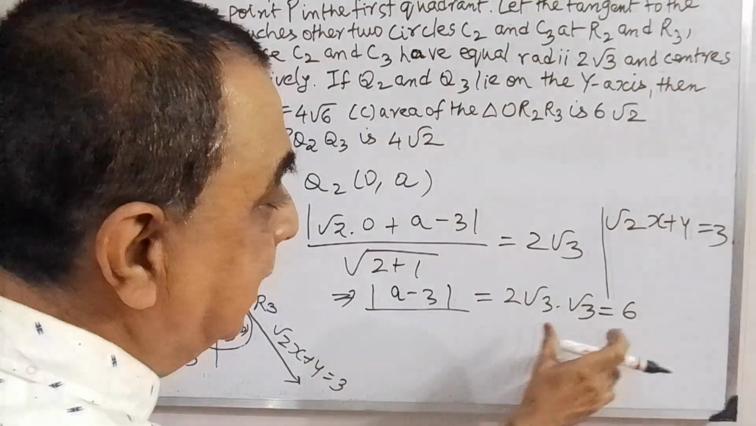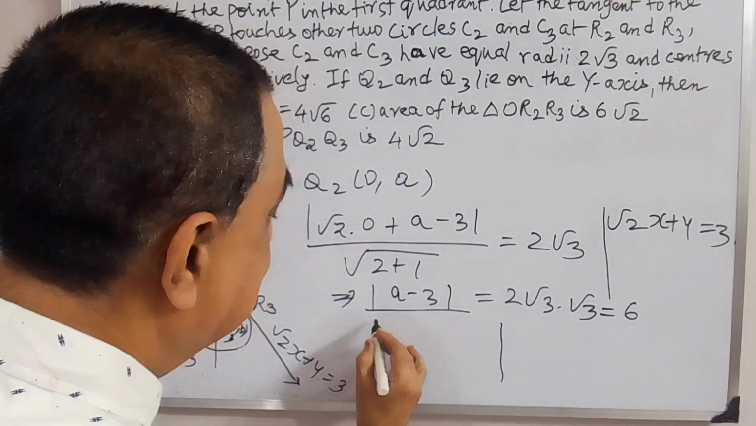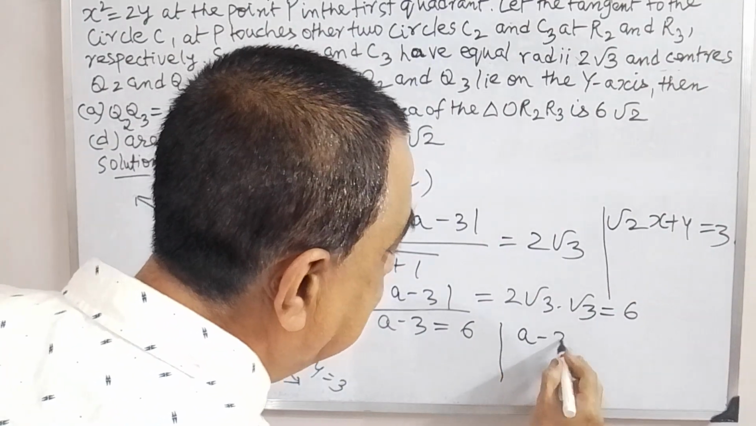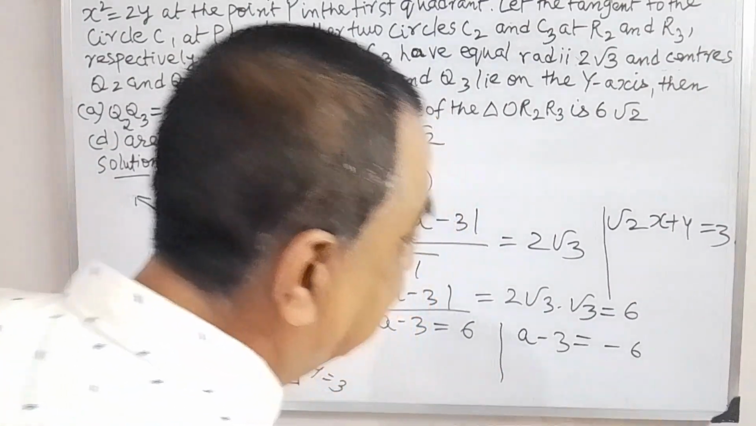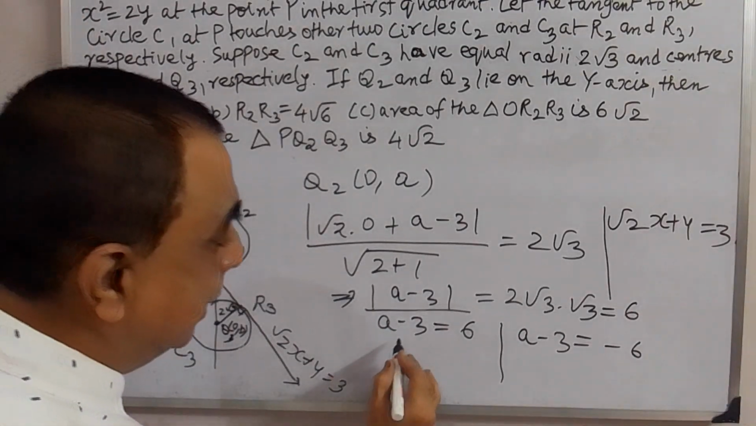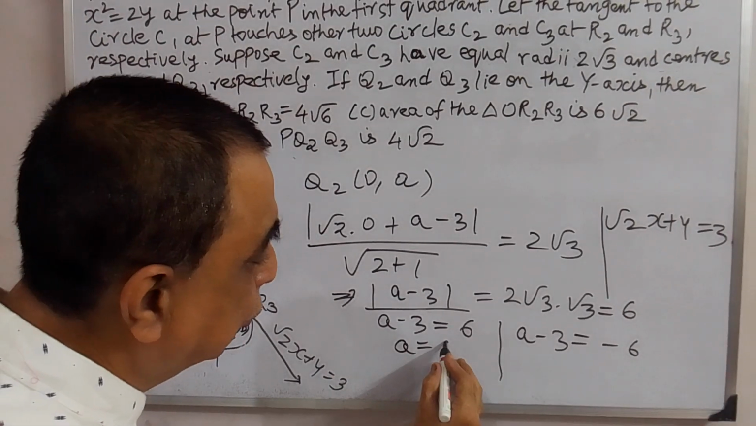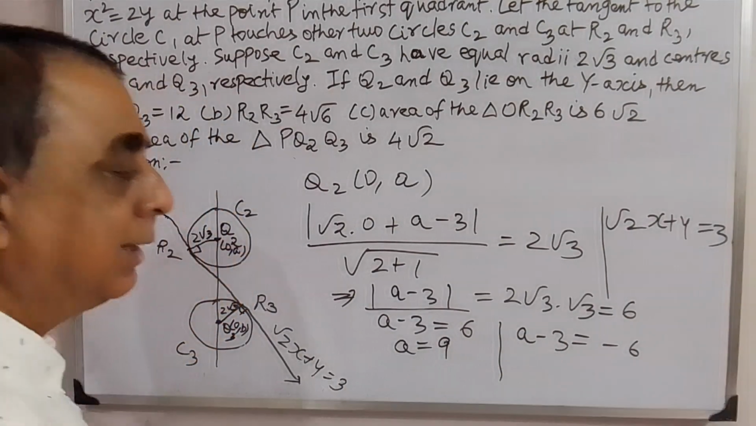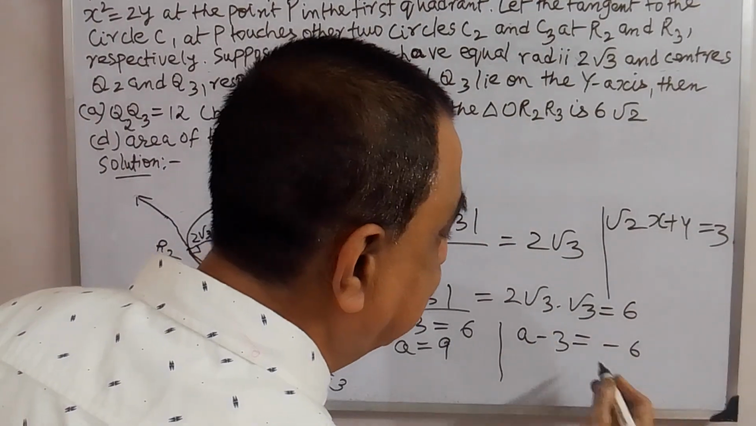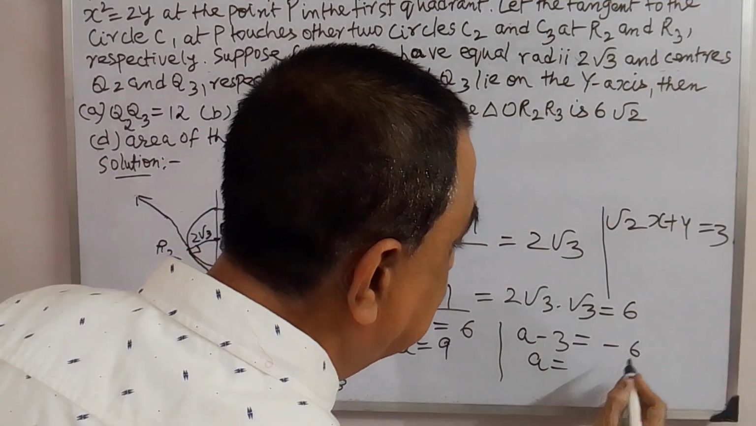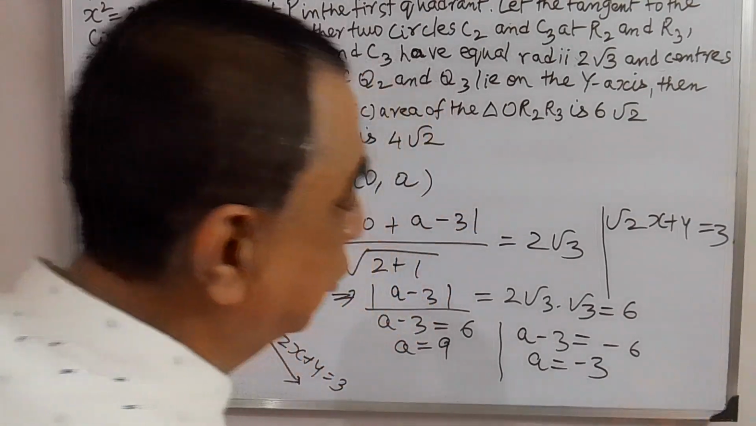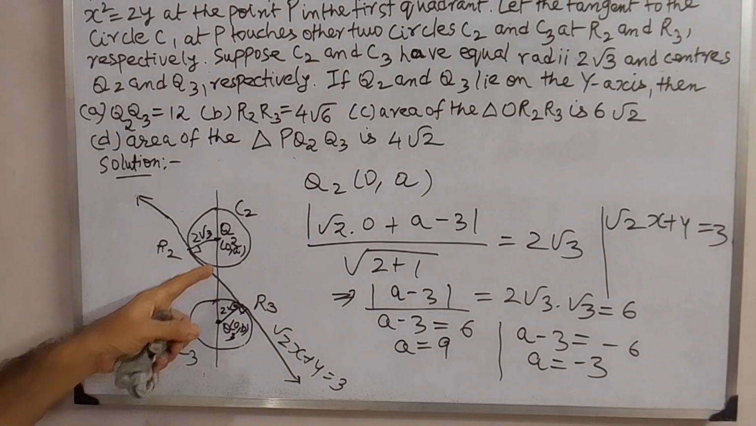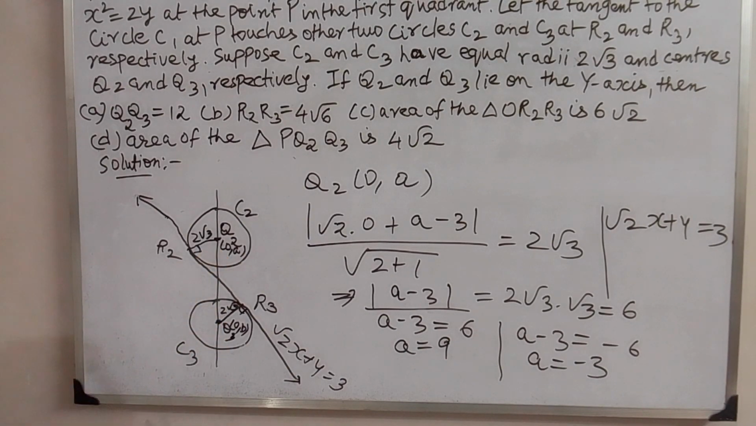So when the modulus of a minus 3 is 6, what does it mean? It means that a minus 3 will be either plus 6 or minus 6. From here we are getting a minus 3 equals 6. If I take the 3 to this side, it becomes plus 3, so 6 plus 3 becomes 9. And here, if I take minus 3 to this side, it becomes plus 3, so minus 6 plus 3 becomes minus 3. So the value of a is either plus 9 or minus 3. That will be the y coordinate of the points Q2 and Q3.